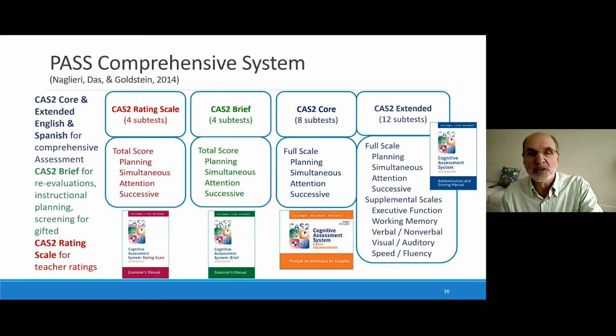And even teachers are using the rating scale as well. And the traditional 8 and 12 subtest version, but we added the supplementary scales just to kind of better connect to other instruments and other data that you might be getting. And of course, the Spanish edition, which is critically important.